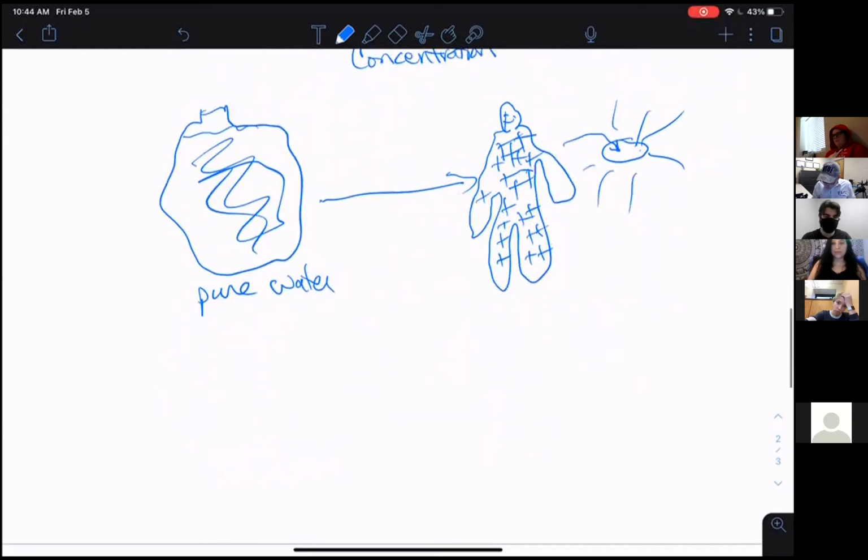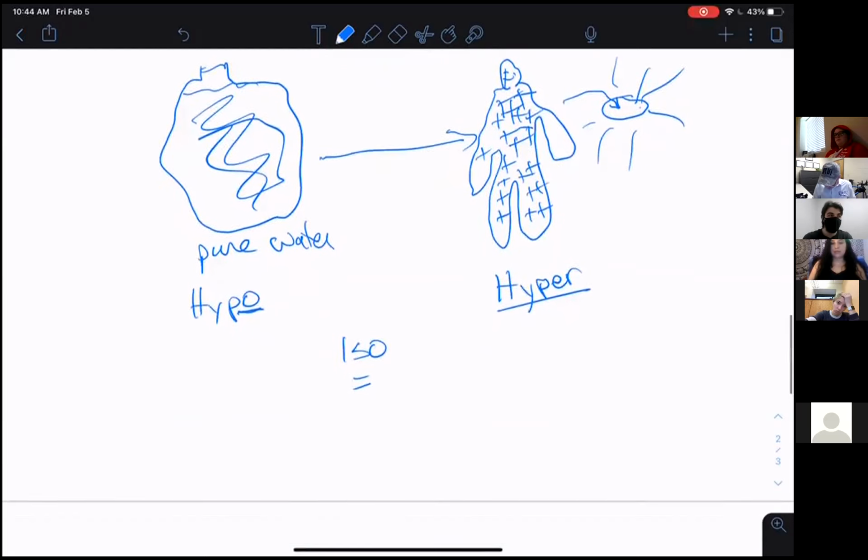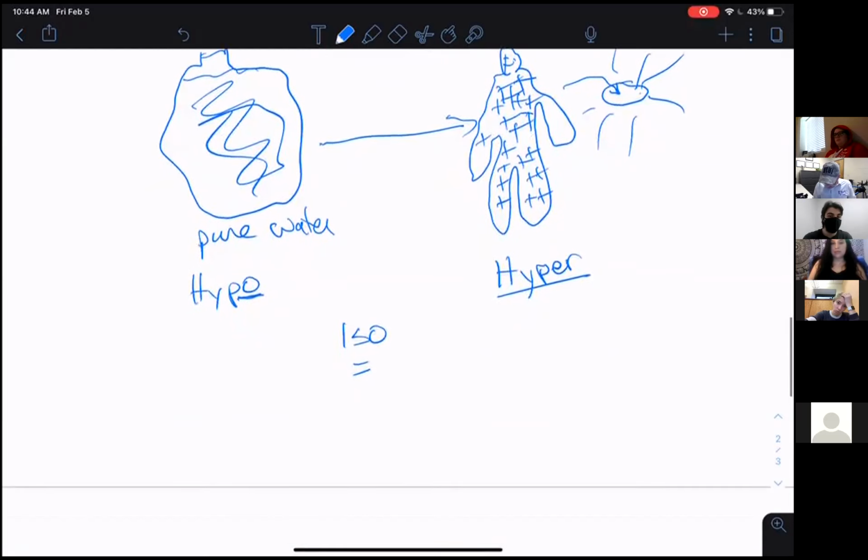So was she hypertonic or hypotonic? The water is hypo, and she was hyper, because she's got all the solutes dissolved in her body. Hyper, okay? Now, of course, we want isotonic, which is equal, okay? All right.